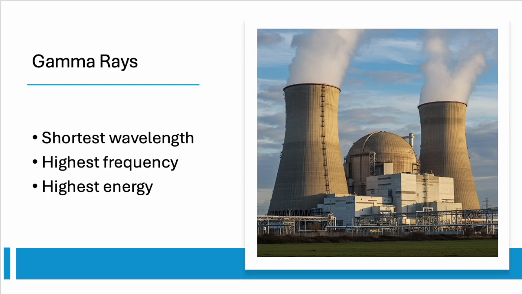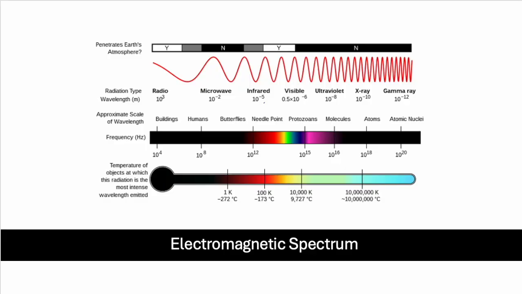The electromagnetic spectrum is a powerful tool that allows us to explore the universe in ways that were once unimaginable. By understanding the different types of electromagnetic radiation and how they interact with matter, we can gain a deeper understanding of the cosmos. I hope you enjoyed this journey through the electromagnetic spectrum.